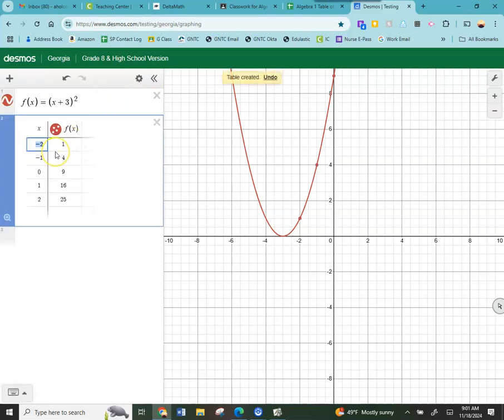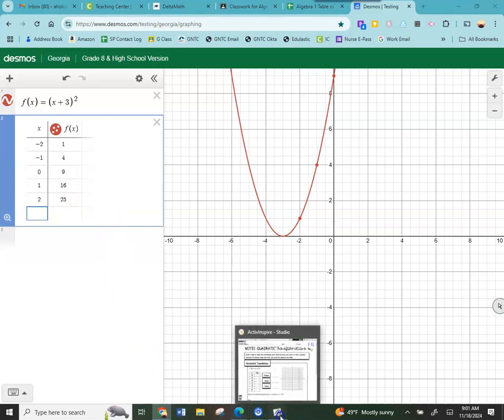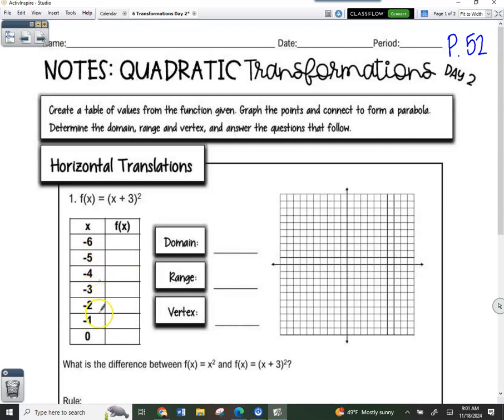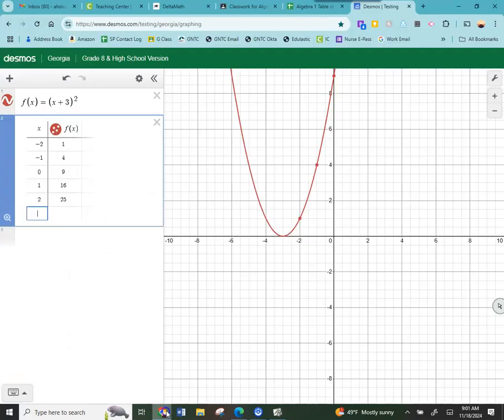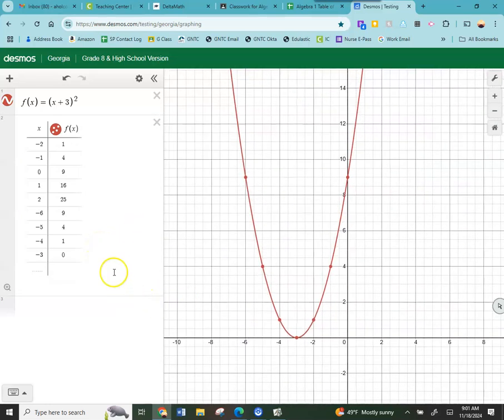Now, it's always going to default beginning at -2. You can come down here to the bottom and you can type additional values if you need to know any additional ones. So let's look at our sheet. Like we need -6, -5, -4, -3. So I'm going to go over here and type -6, -5, -4, -3. And then I can copy those values to my worksheet. Okay?